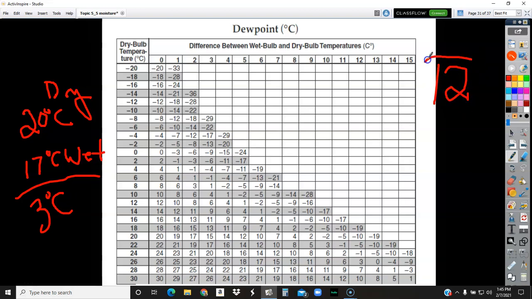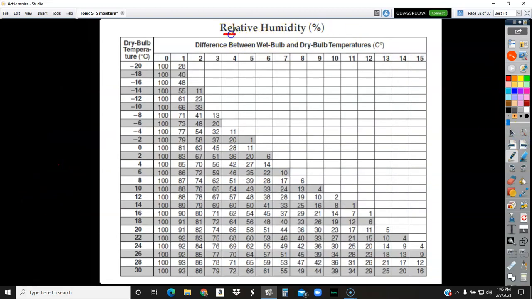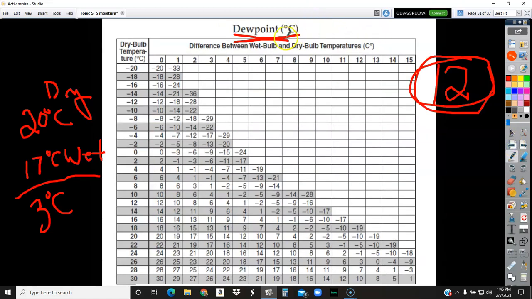All right, so hopefully you paused it. If you go to page 12, the top chart is dew point. The bottom chart is relative humidity. This is in a percent. What percent of the air is full of moisture? This is in degrees Celsius. What is the saturation point? What temperature would this 20 have to reach to be 100% humidity?